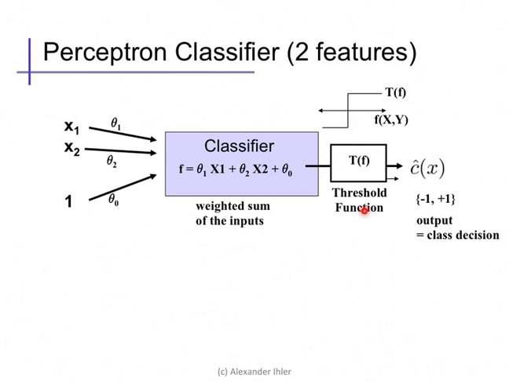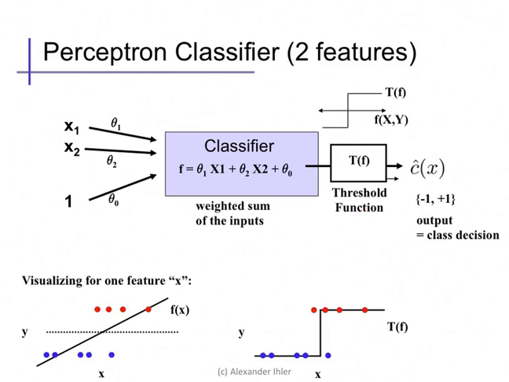Here's a visualization with only one feature X, explicitly drawing the class Y. So these points are class -1, these points are class +1. Then a linear function of X, f of X, is thresholded to produce a binary output prediction.